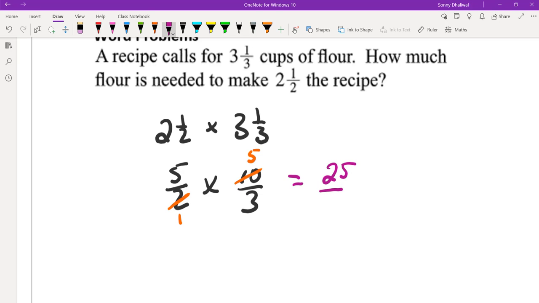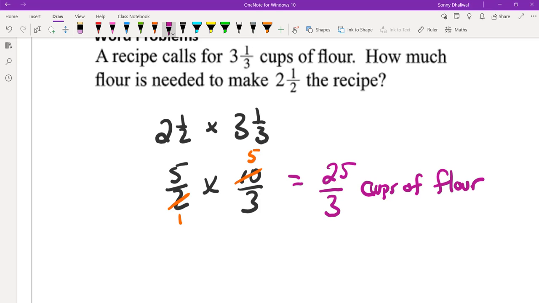25 over 3. We multiply the tops together. Multiply the bottoms together. So, just hold on. What does this 25 over 3 mean? What does that number represent? Nick? How much of the recipe you need? No, how much of us we need. What are you trying to find out? We're trying to find out how much flour we need. This is cups of flour.